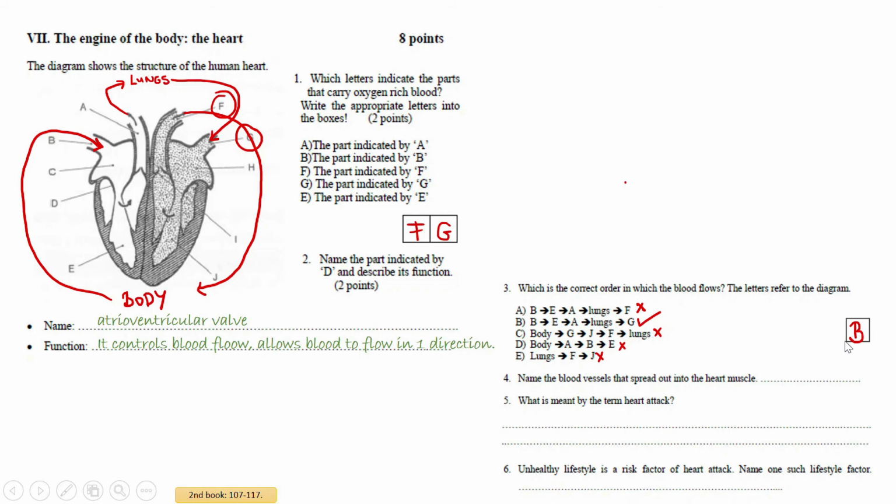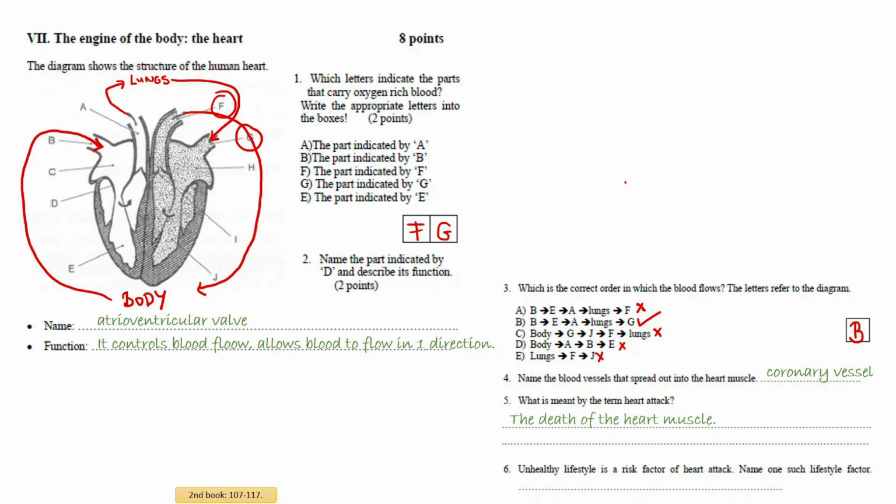Name the blood vessels that spread out into the heart muscle. Okay, so in the myocardium we can find the coronary vessels, which are actually supporting the heart muscle with oxygenated blood, and unfortunately if these vessels are blocked, we are talking about heart attack. So the next question is actually connected to this condition. So what is meant by the term heart attack? So when these vessels are blocked, some part of the heart can stop working, or in more serious cases, the heart itself. So the death of the heart muscle.